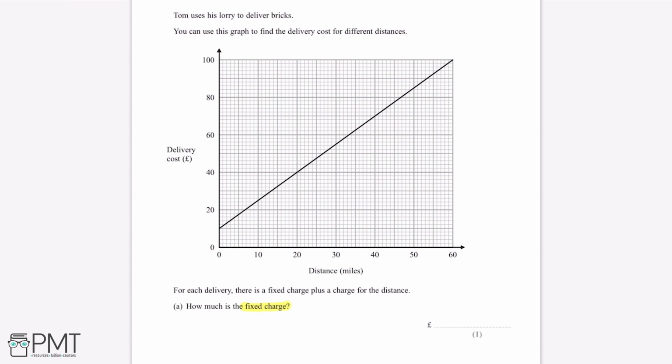So in order to work out what the fixed charge is, we'll need to look on this graph and we're going to want to look at where the distance is equal to 0, which is here.